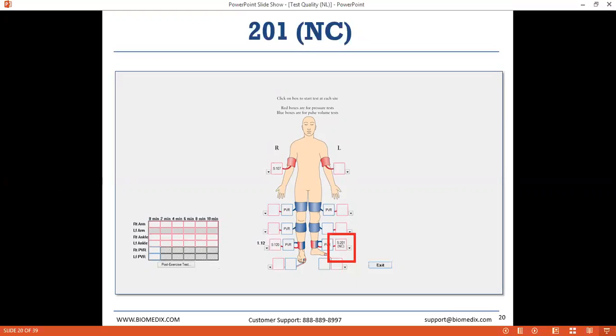Now, you also use the same procedure to skip that test if the patient, for example, has had a below-the-knee amputation on one side or the other, and you're going to want to obviously mention the reason why you didn't get that data to the interpreting physician as well.